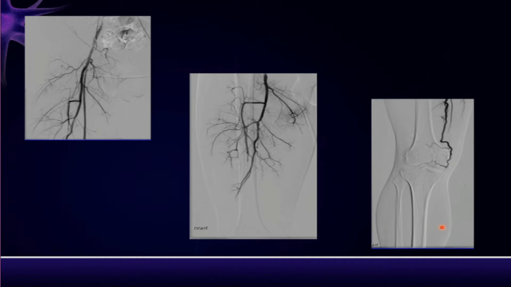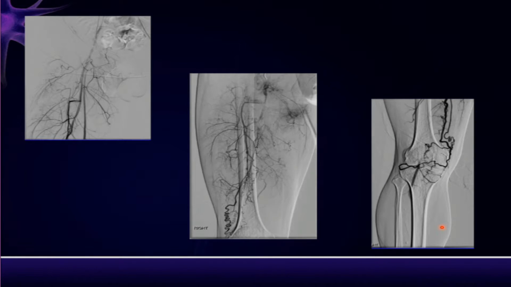And if you want to do a limb angiogram, with a single contrast injection you can outline the entire arterial structure of the limb.